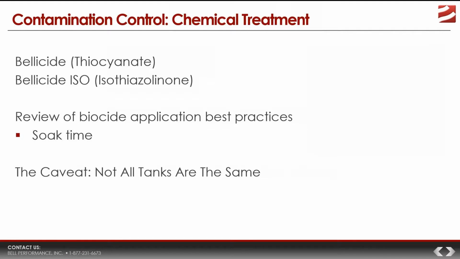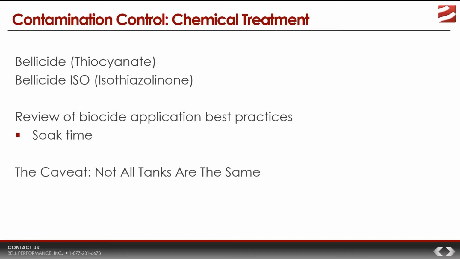So you want to remove as much of the water as possible. That's dewatering. You want to remove as much of the biofilm formation as possible. That's tank cleaning. We know in both cases it's virtually impossible to get it all. And that means the third element of contamination control is so much more important, and that's chemical treatment.